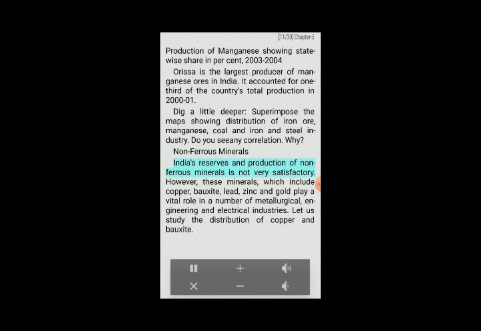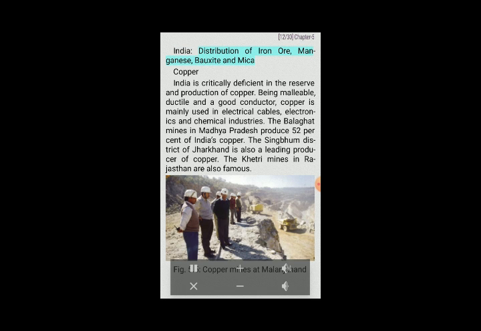Why? Non-ferrous minerals. India's reserves and production of non-ferrous minerals is not very satisfactory. However, these minerals, which include copper, bauxite, lead, zinc and gold, play a vital role in a number of metallurgical, engineering and electrical industries. Let us study the distribution of copper and bauxite. India. Distribution of iron ore, manganese, bauxite and mica.